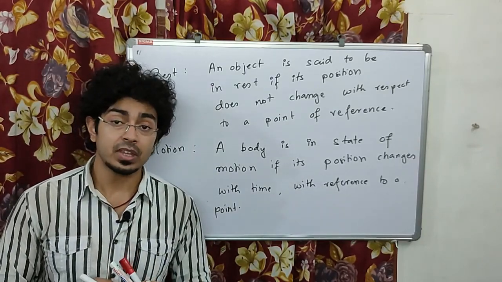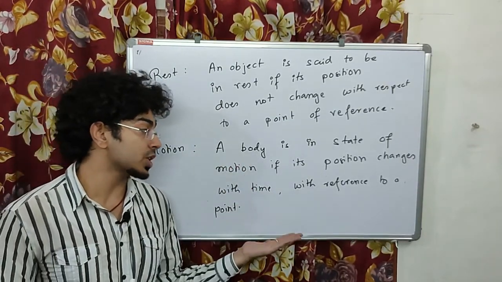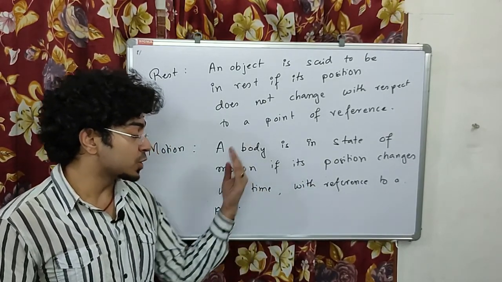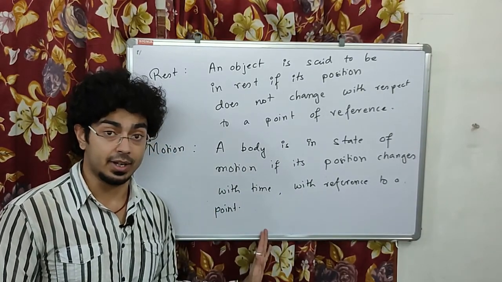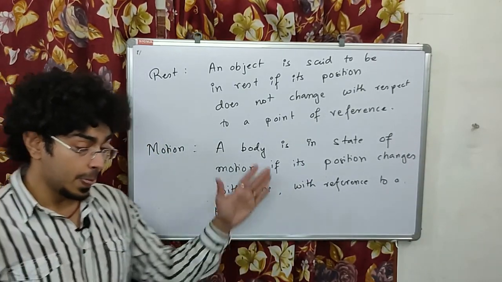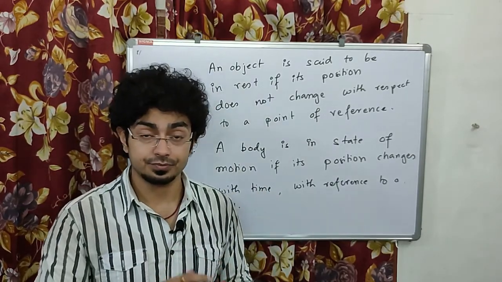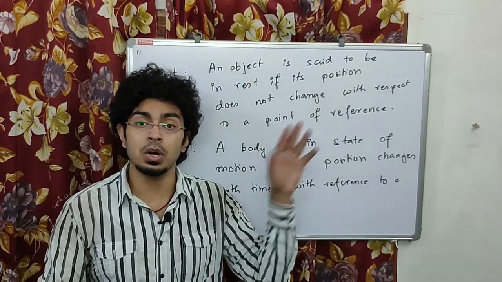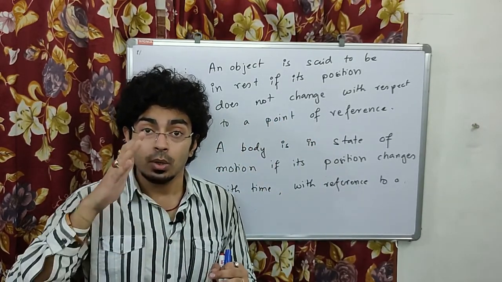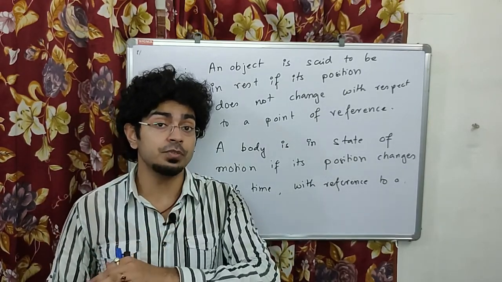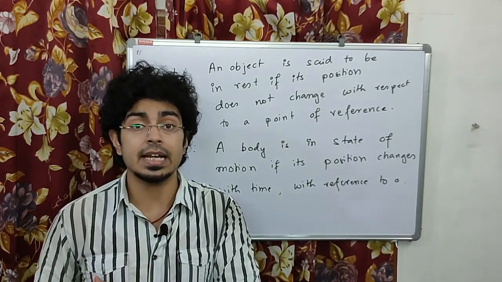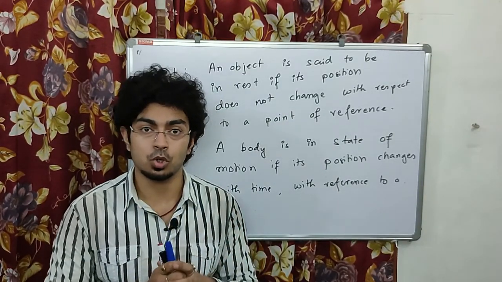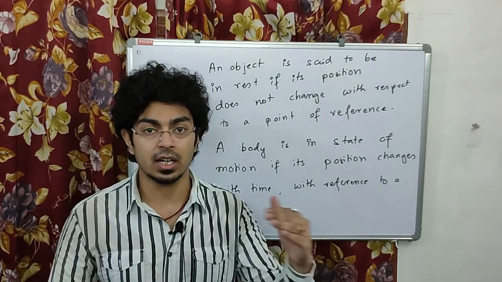So what is motion? A body is in a state of motion if its position changes with time, that is, with reference to a point or object. Now when you and your friend are moving in a car and a person is standing outside the car waving you bye or trying to say something, from the perspective of the person standing outside the car, he is going to say that both of you are in a state of motion because he is watching you moving in a car.